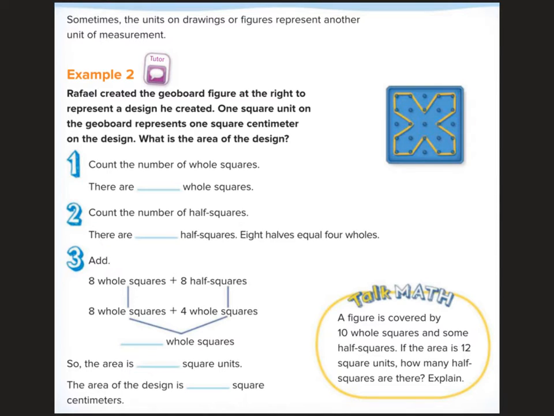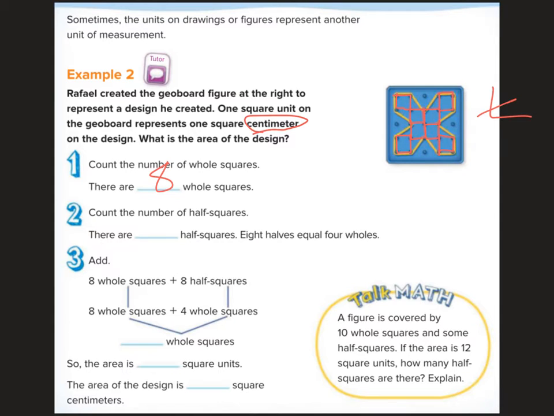Okay, so example 2, Raphael created the geoboard figure at the right to represent a design he created. One square unit on the geoboard represents 1 square centimeter on the design. What is the area of this design? So our first step is going to be counting the whole squares. We have 1, 2, 3, 4, 5, 6, 7, 8. We have 8 whole squares.